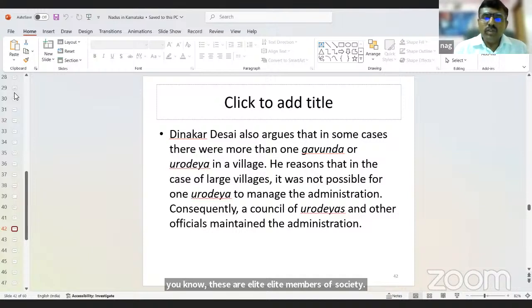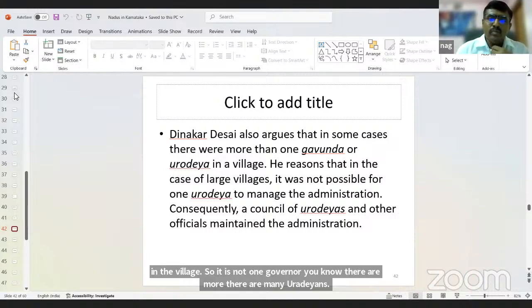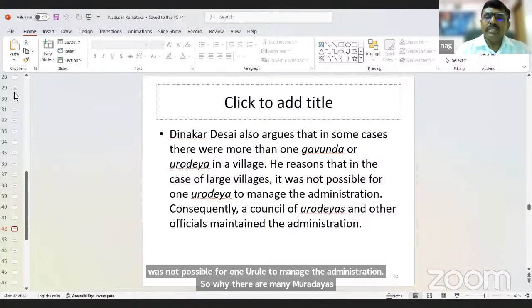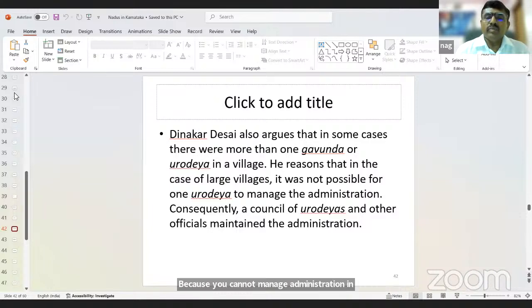Dinakar Desai also talks about more than one Gaunda or Urodaya in the village. So it is not one Gaunda. There are many Urodayas. And he reasons that in the case of large villages, it was not possible for one Urodaya to manage the administration. So why are there many Urodayas? Because you cannot manage administration in a large village by one Urodaya. So there's a need for more than one Urodaya.